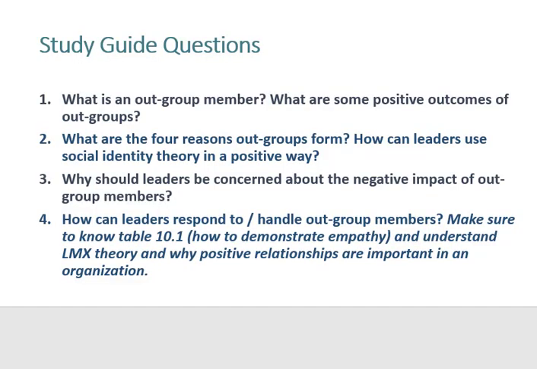For this chapter, I want you to know what an outgroup member is, what the positive outcomes are, and how they form. You need to know how leaders can use social identity theory in a positive way and be able to explain social identity theory. You'll want to know why leaders should worry about outgroup members and the strategies leaders can use to handle them. A specific note within those strategies: understand the methods of demonstrating empathy and what LMX theory is and why positive relationships are so important in an organization.